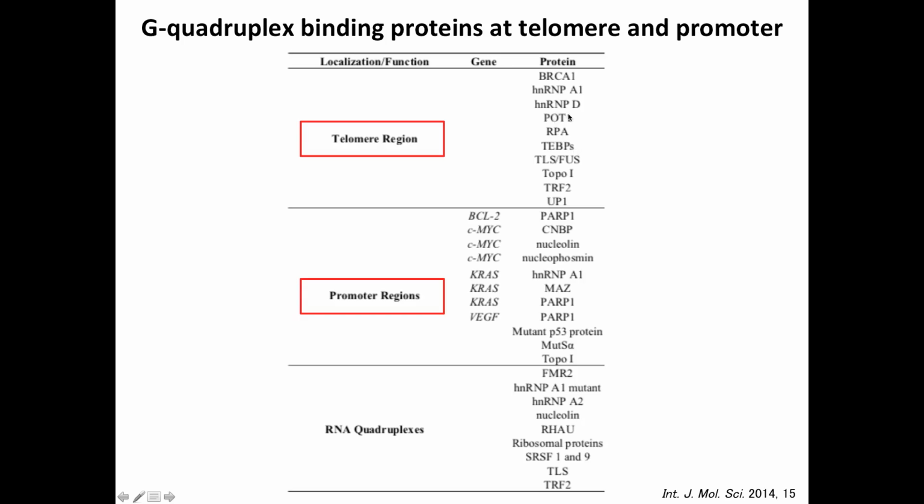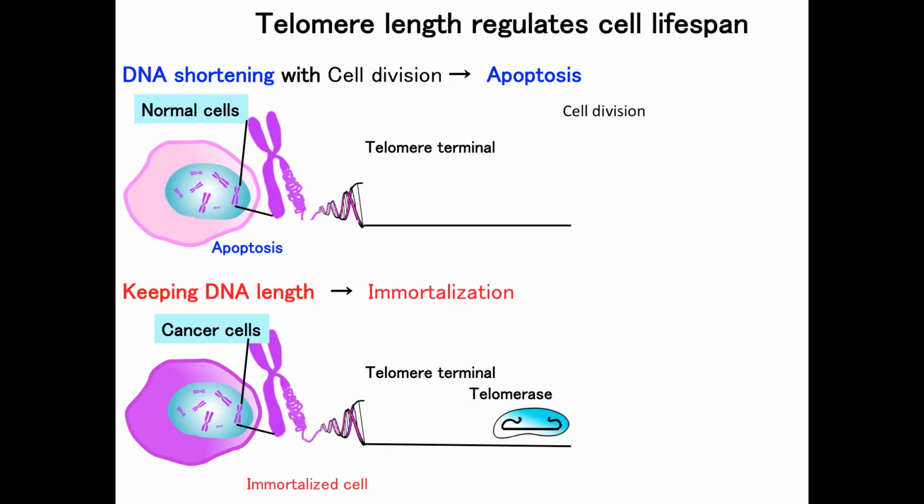Especially in the telomere region, POT1 is very important for telomere maintenance. POT1 can bind to the G-quadruplex in the telomere and control the telomere length. And in the case of the promoter region, nucleolin is a very important G-quadruplex binding protein and controls the transcriptional level. At first, I explain about the G-quadruplex in the telomere region.